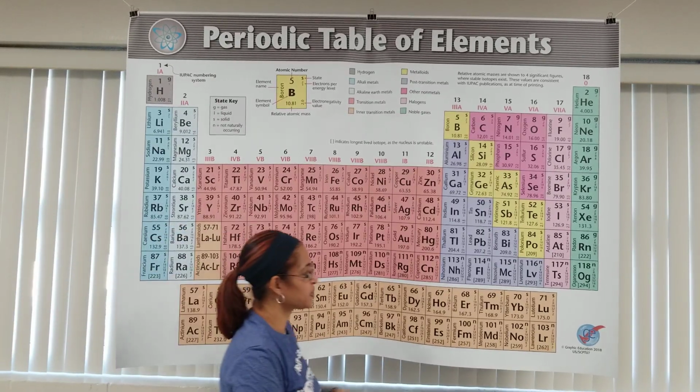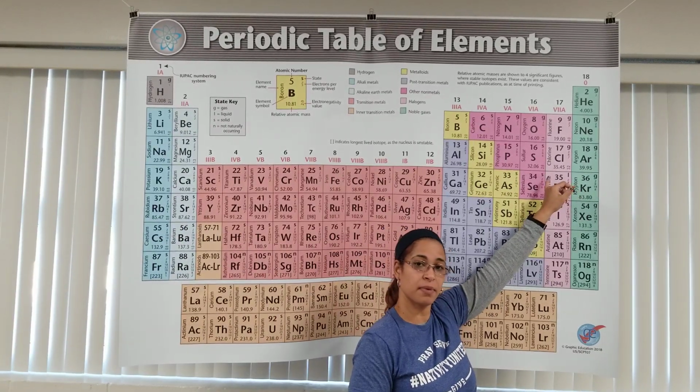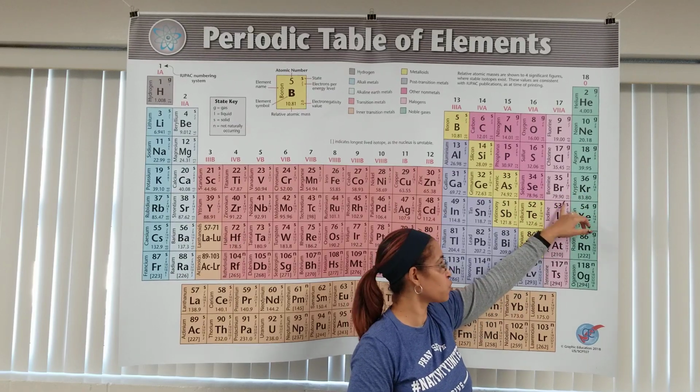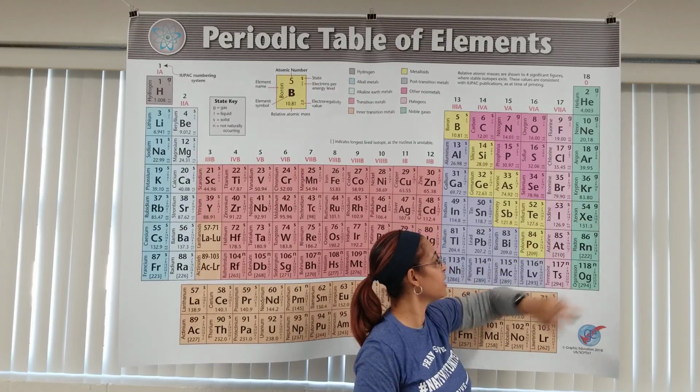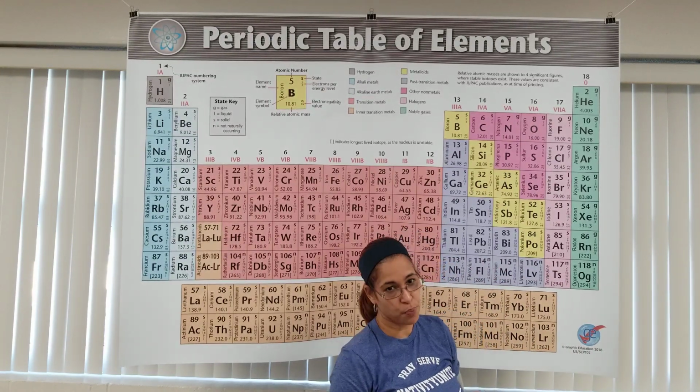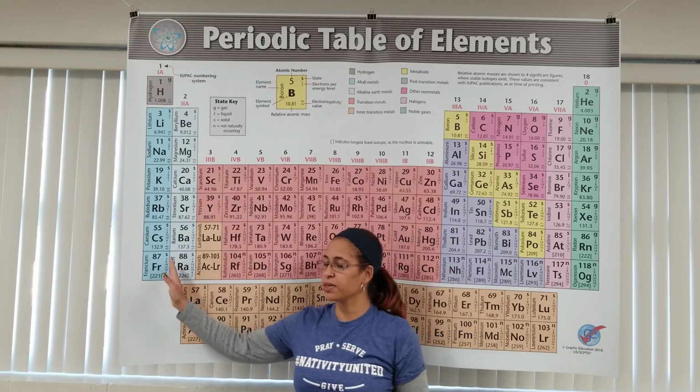But group 7, they tend to form diatomic molecules, and the majority of these are gases. Okay? And hydrogen is a gas, and it forms diatomic molecules. But its behavior primarily is the same as group 1, so it is more closely associated with group 1.